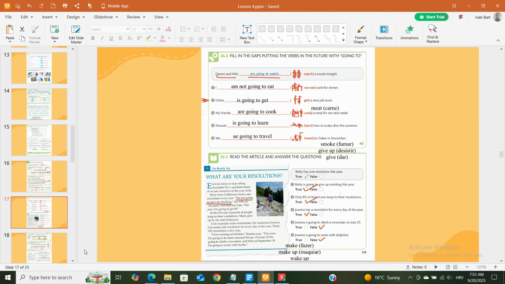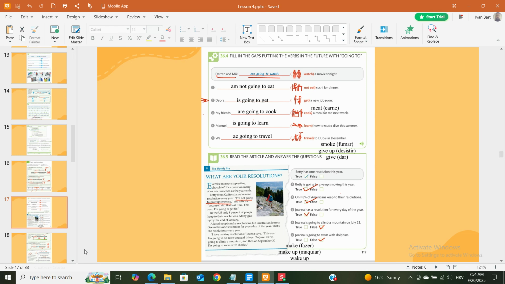A lot of people make resolutions, but Australian Joanna G makes one resolution for every day of the year. That's 365 resolutions every year. I love making resolutions, Joanna says. This year I'm going to do more unusual things. On June 23rd I'm going to climb a mountain, and then on September 30th I'm going to swim with sharks.